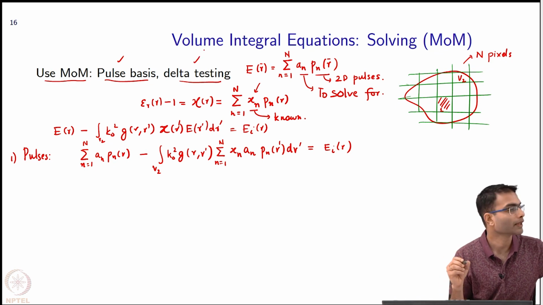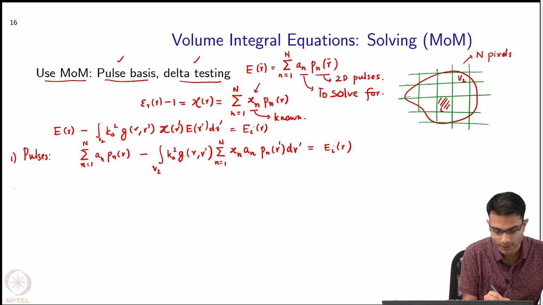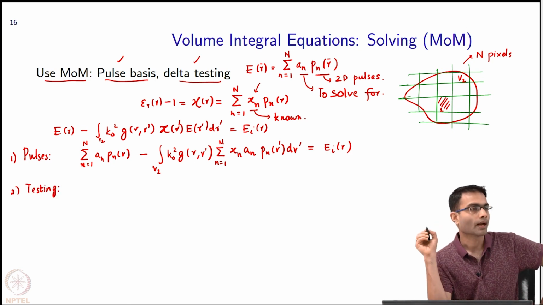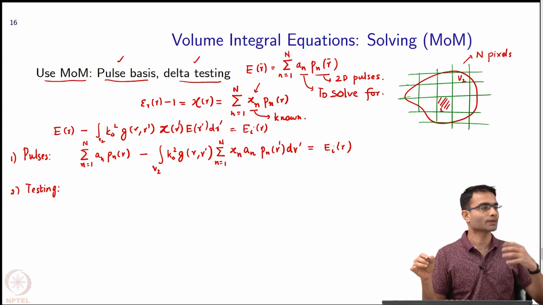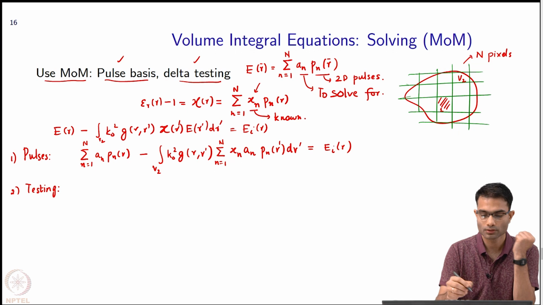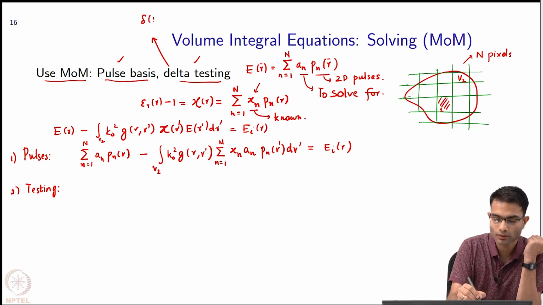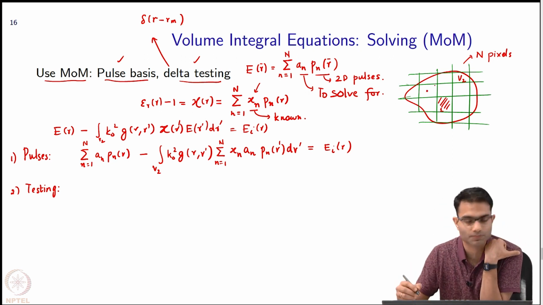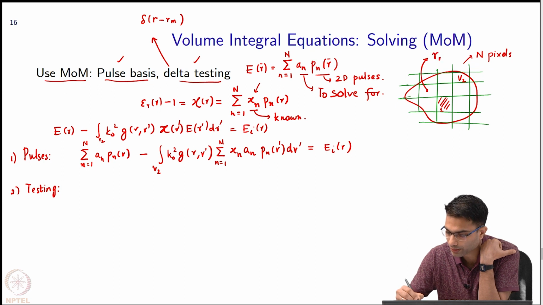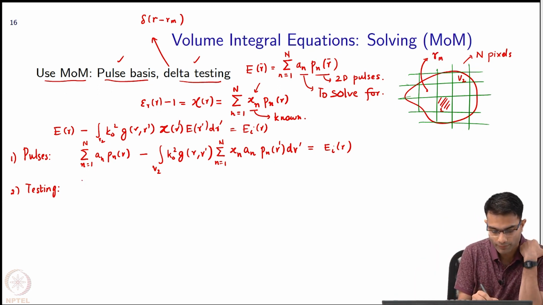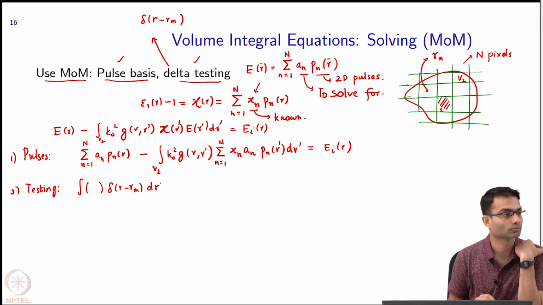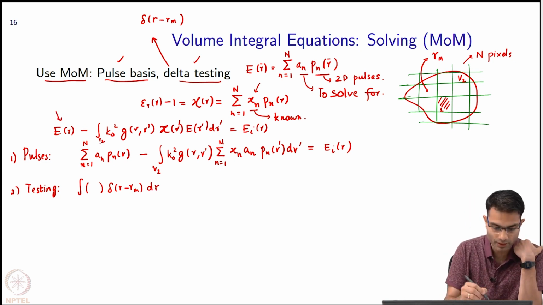The next part is delta testing. When I say testing, I am taking delta functions for the testing. So, what am I doing? I am taking the inner product of both sides with the testing function. The testing function is, in this case, delta of r minus r_m, let us say, where r_m is the center of one of these pulses. So, we can call this r_m. In testing, what will I do? I will take this left hand side and multiply it by delta of r minus r_m and integrate over dr. So, the question is, this E(r) over here, is it E(r) or E(r prime)?